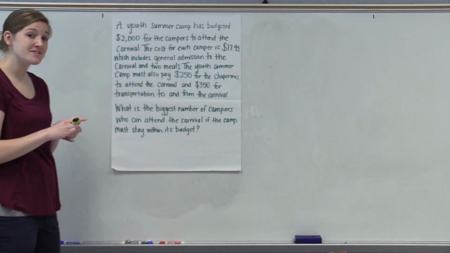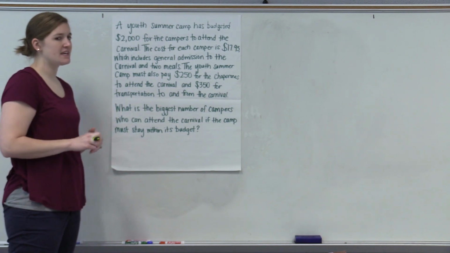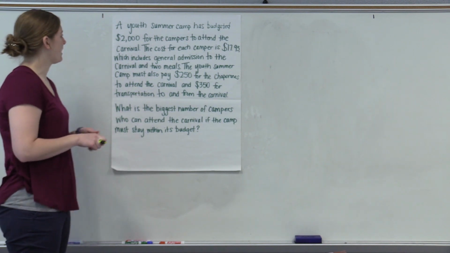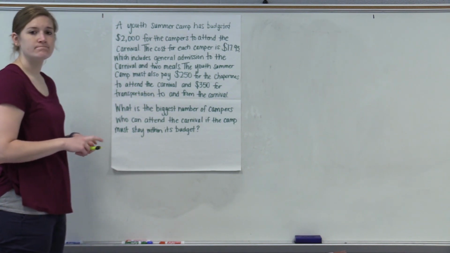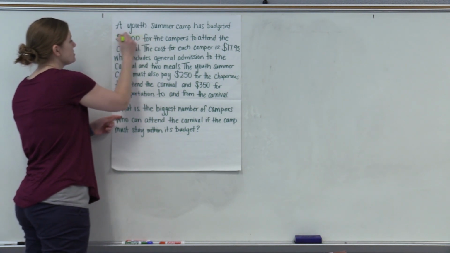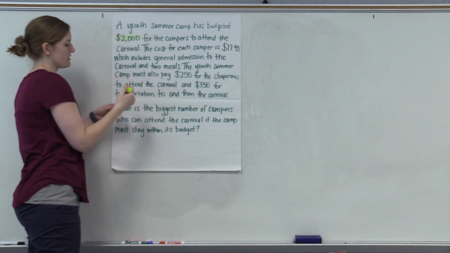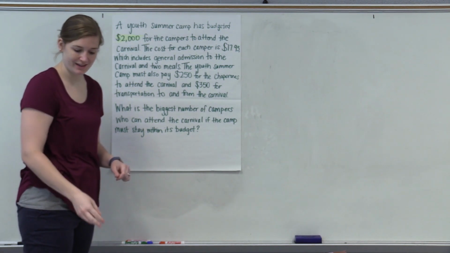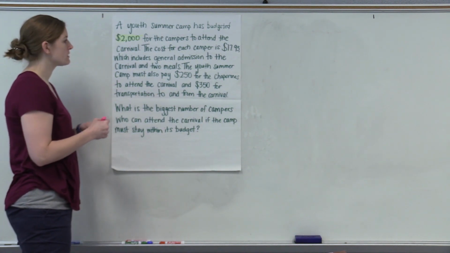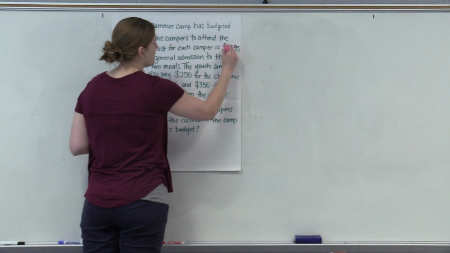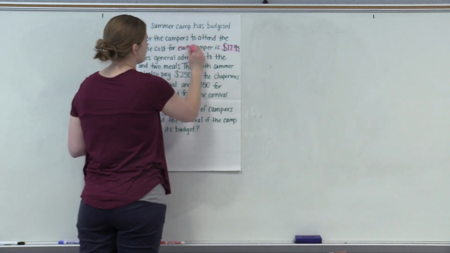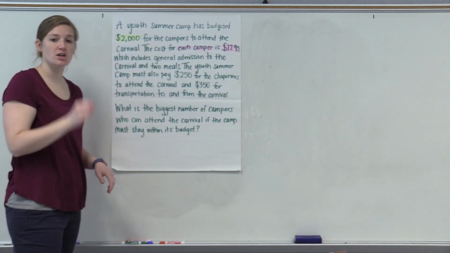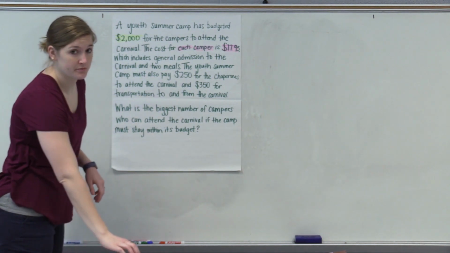Okay, hopefully you've had enough time to read back through this again, write down that key information. So let's talk through it a little bit. How much is budgeted for the camp? Yep, $2,000. They have budgeted $2,000 for the campers to attend the camp. Great. How much does it cost each camper to attend the camp? $17.95 for each camper. Okay. How much in total does it cost for transportation and chaperones?